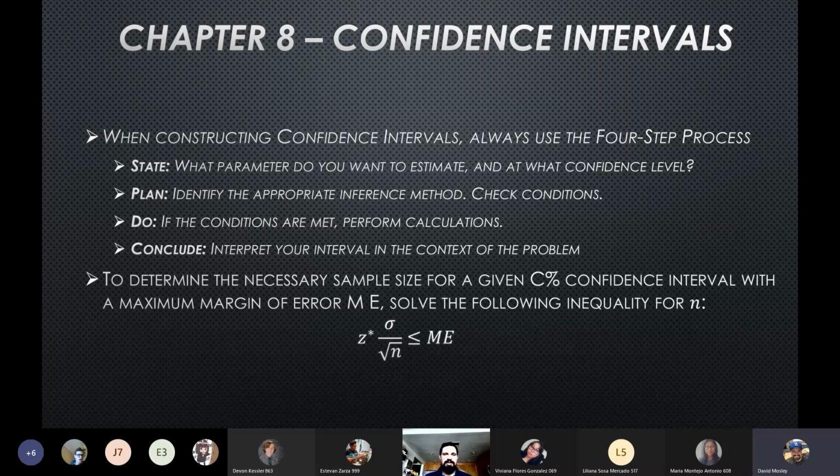To determine the necessary sample size for a given C% confidence interval with a maximum margin of error, ME, solve the following inequality for n. Even though this is dealing with sample means, we will use the z star value for this calculation, meaning we will go back to table A and find the critical value z star based on the confidence interval we're looking for. We will have an estimate for sigma based on either our sample or some previous results that we will use as our best guess, and then we'll solve for n.